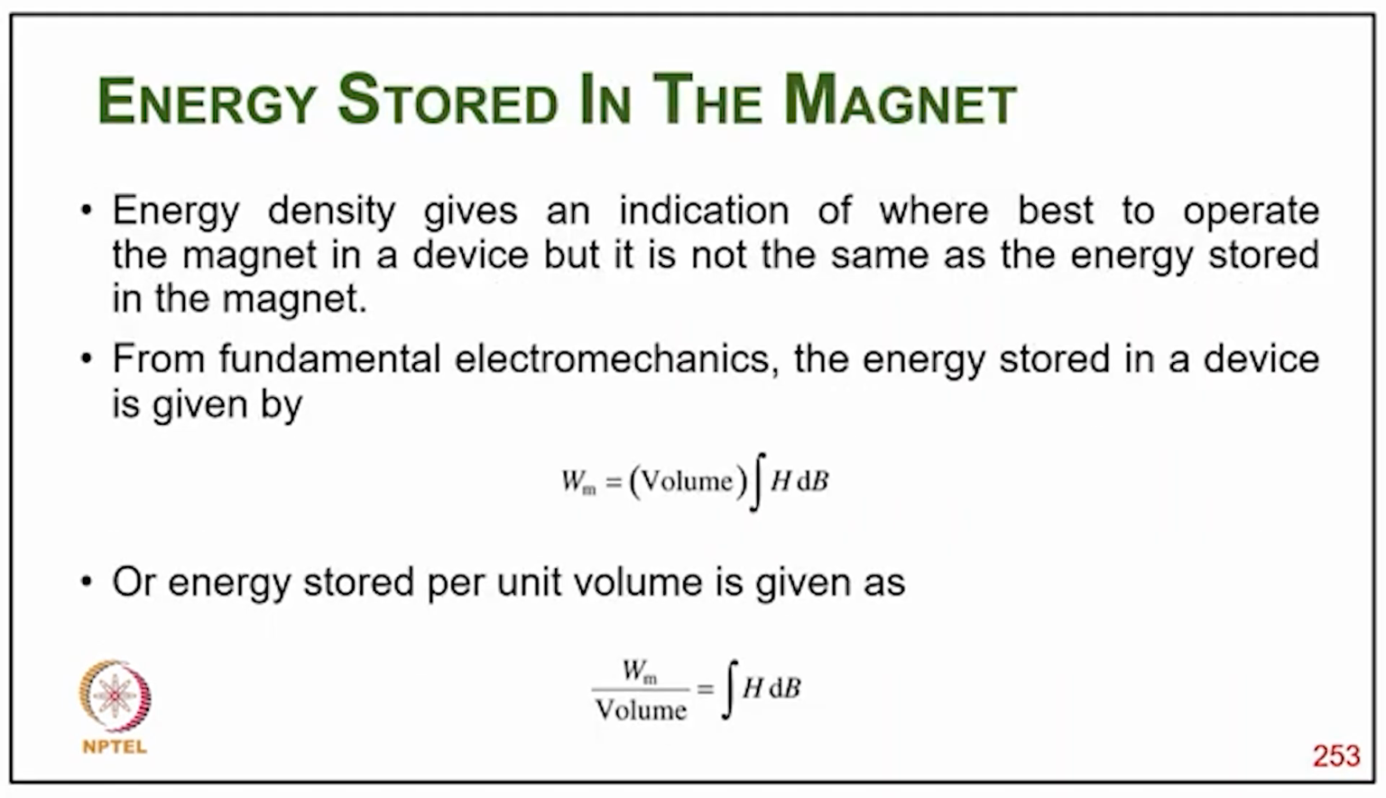So now coming to energy stored in the magnet. The energy density gives an indication of where best to operate the magnet in the device, but it is not the same as the energy stored in the magnet. From fundamental electromechanics, the energy stored in the device is given as W_m equal to volume times the integration of H dB. So the energy stored in one unit volume is W_m upon volume, that is the integration of H dB.